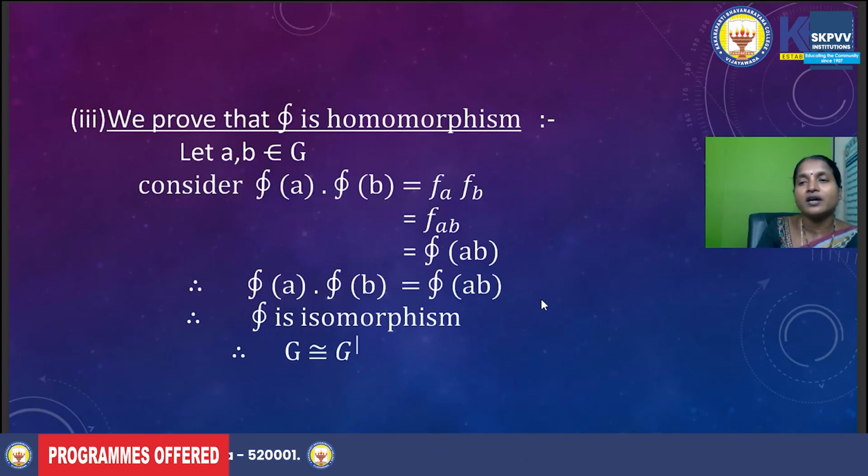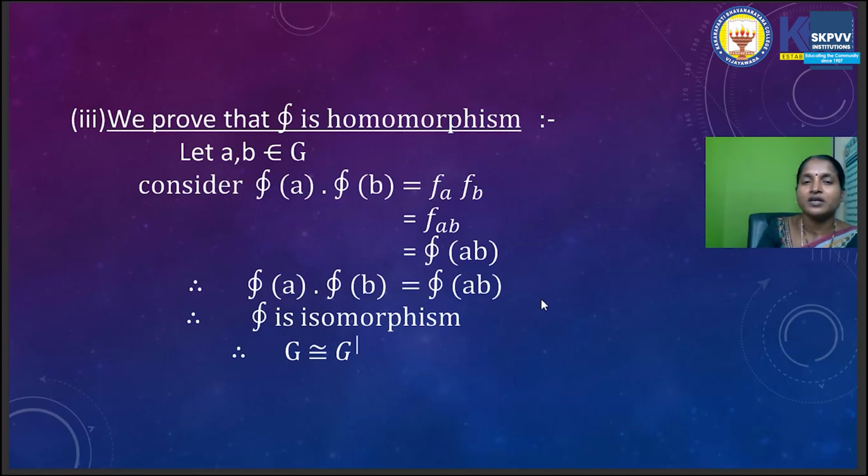In this case we prove that it is 1-1, onto and a homomorphism. If these 3 axioms are satisfied, you can say that it is an isomorphism. Finally you can prove that G is isomorphic to G dash.